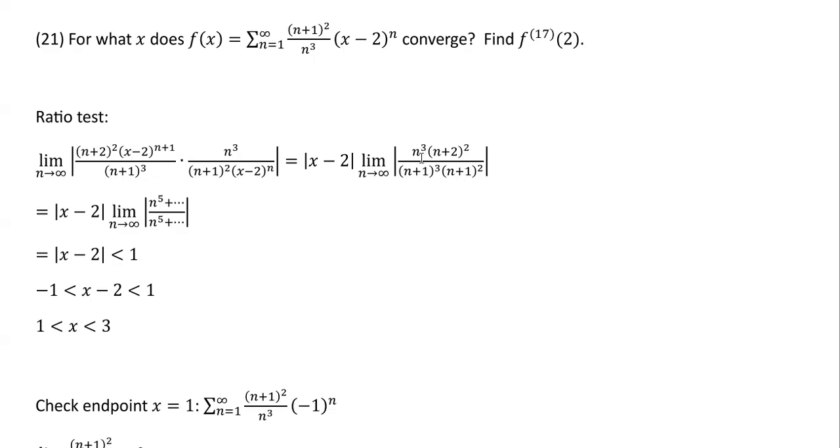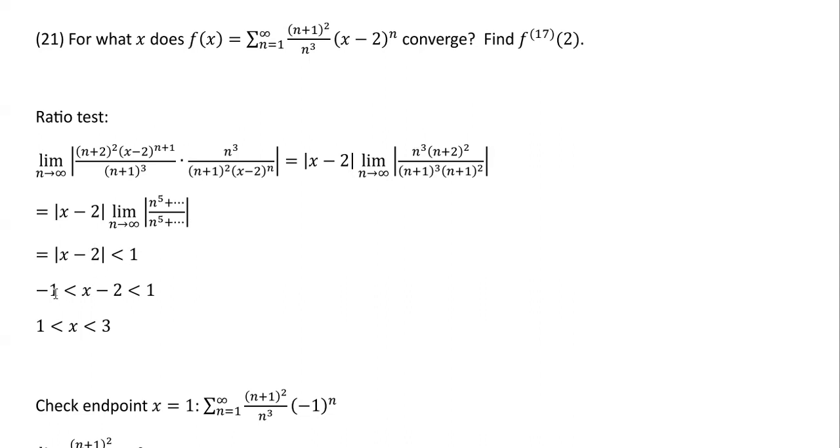When we have a rational function like this, remember the technique is we really only care about the biggest degree on the top and the bottom. If you expand everything out, it'll be n to the fifth on top, similar for the bottom. The degrees are the same, so take the ratio of leading coefficients. That's 1, so the limit is 1, but we still have this absolute value of x minus 2 out in front. We set that less than 1 for the ratio test.